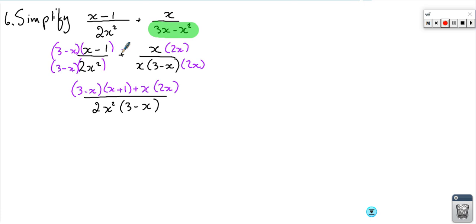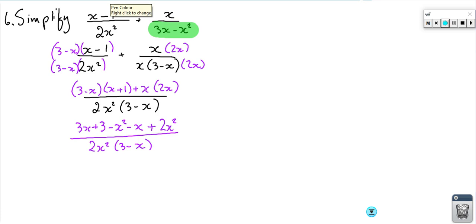There could be extra difficulty if we had a minus here, but this time it was a plus sign. Never open up the denominator, we're going to open up the numerator. So 3 times x is 3x, 3 times 1 is 3, minus x times x is minus x squared, minus x times 1 is minus x, plus 2x squared on 2x squared into 3 minus x. I am going now to collect like terms. I have 2x squared minus x squared is x squared, minus x plus 3x is plus 2x, plus 3 all over 2x squared into 3 minus x.